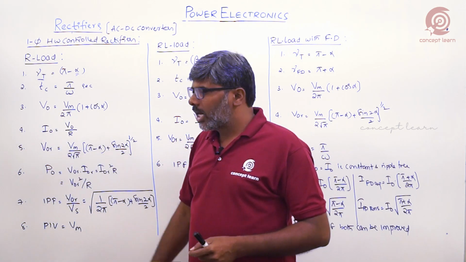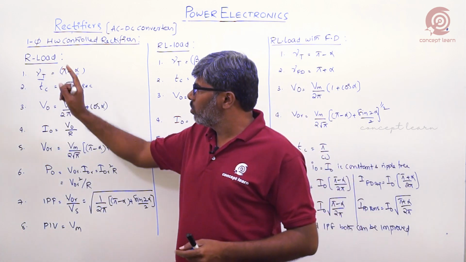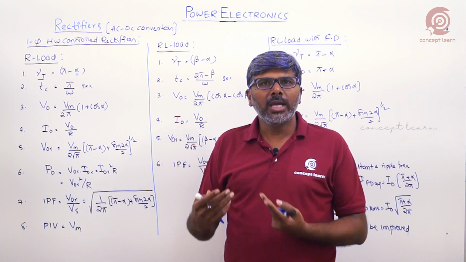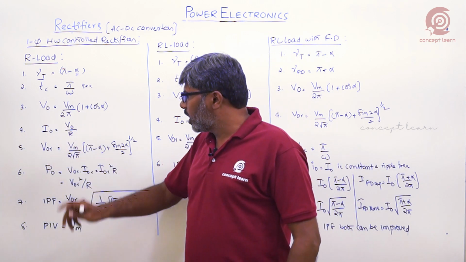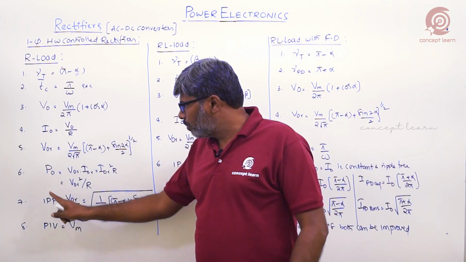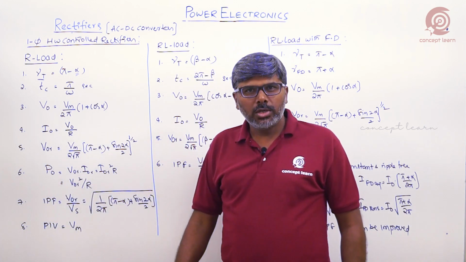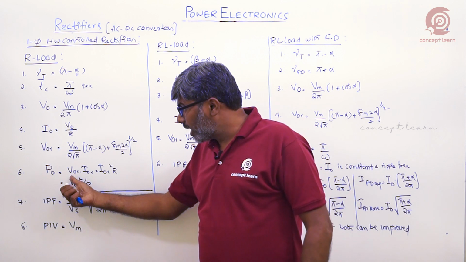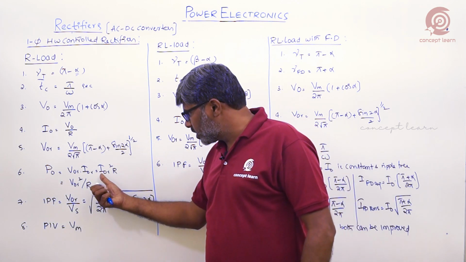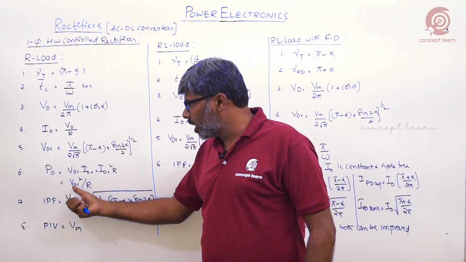When you come to the load current, this is a resistive load. In case of a resistor, according to Ohm's law, what is I? V by R. So I naught is equal to V naught by R. Now what is the power delivered to the load? P naught is equal to V naught into I naught, meaning RMS value of output voltage into RMS value of output current. It can also be written as I naught RMS square into R, or V naught RMS square by R.